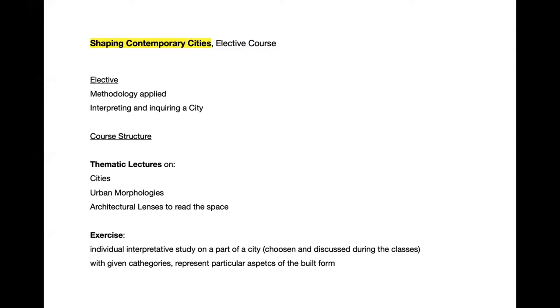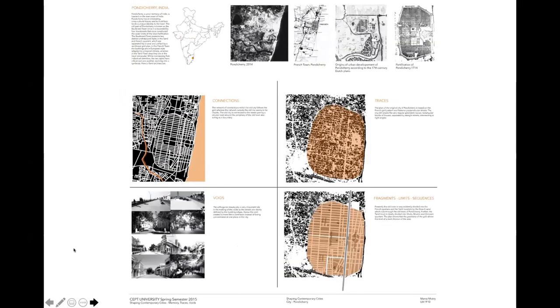It was a mixed class, also with Erasmus students from Europe, so it was not only students from India. And I gave them some categories, some help to read these cities. I asked them to make one board, A1 format, like a manifesto. You can see some lenses: connection, traces, voids, fragments.